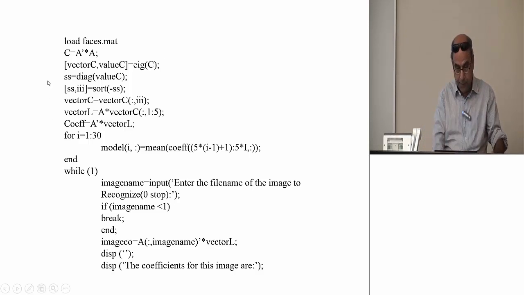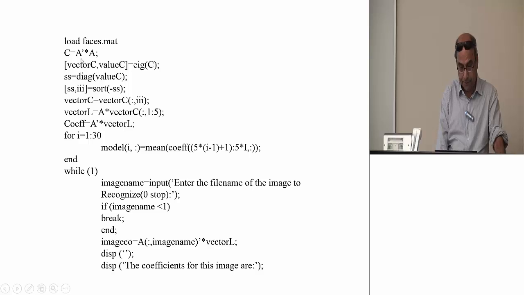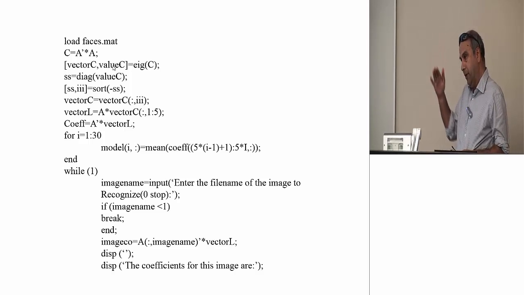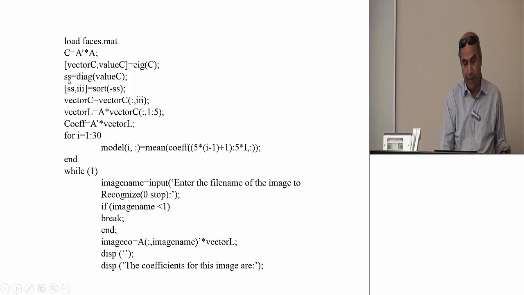So as you see here, we are generating the C matrix. This is your A transpose A. Then to find eigenvectors and eigenvalues, this is just one command, as I told you before, in MATLAB. So this will find the eigenvectors and eigenvalues of C. So this will be one matrix, and another matrix, the C matrix, will have only diagonal elements. Those are the eigenvalues. So we'll take the diagonal of that and put it in a vector SS.